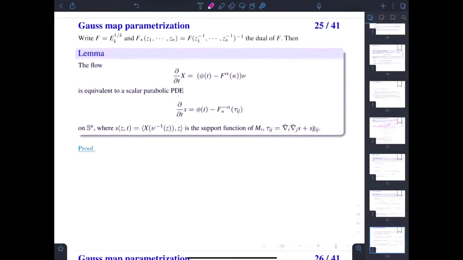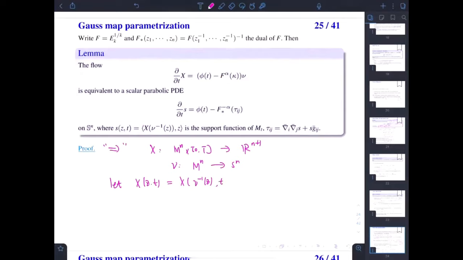We can give a one-sided proof for the equivalence. That is, we can prove from left to right. Suppose we have a solution x to this curvature flow. And this is an embedding from M to the Euclidean space. At each time, nu is the normal vector, which is a Gauss map from M to the unit sphere. So we can use the inverse Gauss map to parameterize the embedding x as x(z,t) equal to x(inverse of the Gauss map). So this is the embedding x of S^n to R^(n+1).